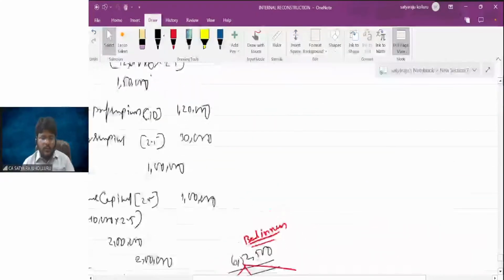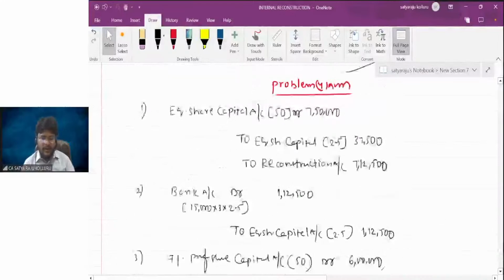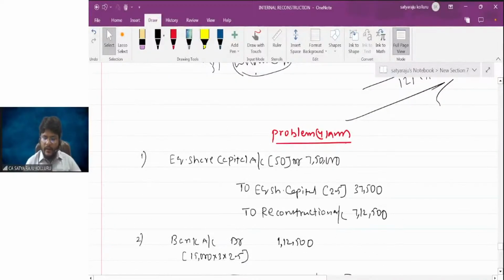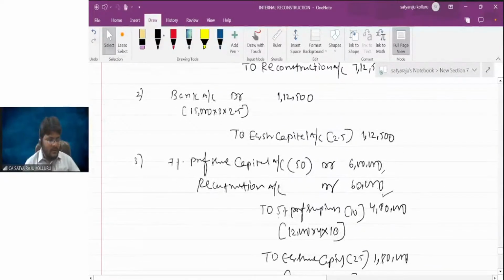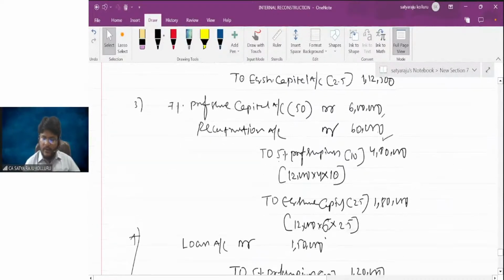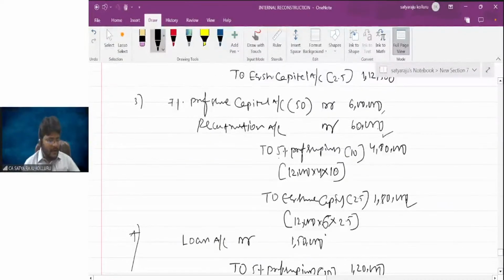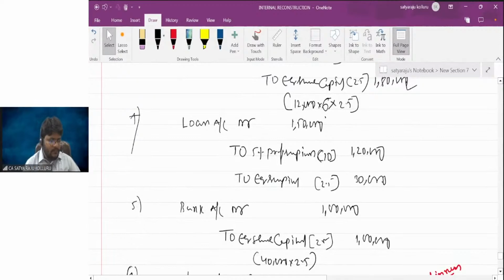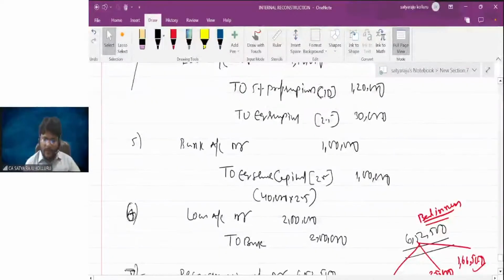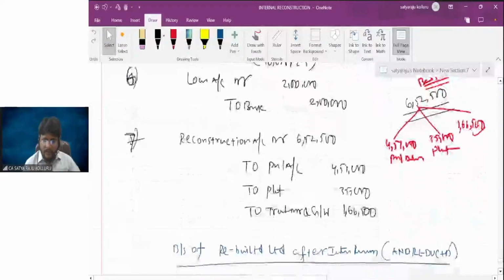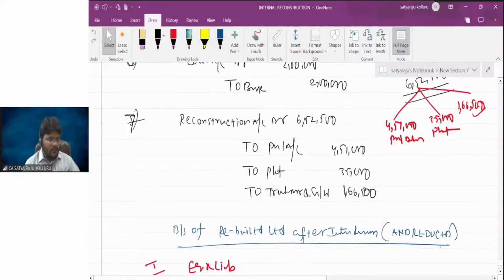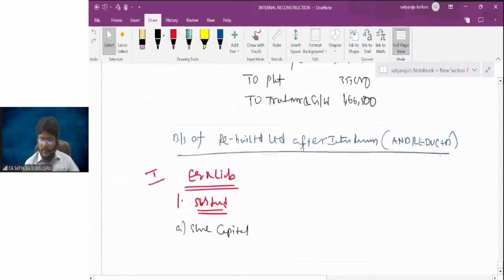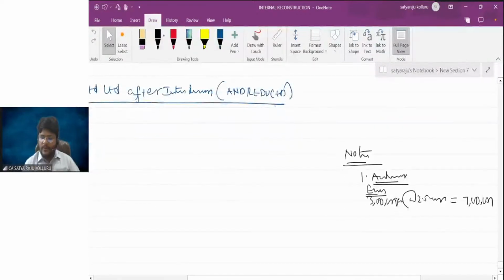Now in the problem, how much worth of equity share capital do we total? Let us see quickly. In entry number 1, 37,500. In the second entry, 1,12,500. Third, we still have equity share capital of 1,80,000. Fourth, we have 30,000. Fifth, we have 1 lakh. Sixth nothing, seventh also nothing. Total I have 4,60,000 worth of equity shares. 4,60,000 is the paid up capital.